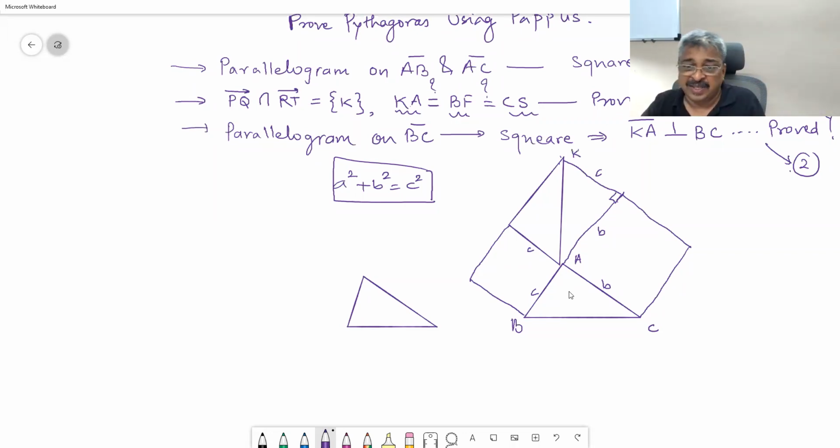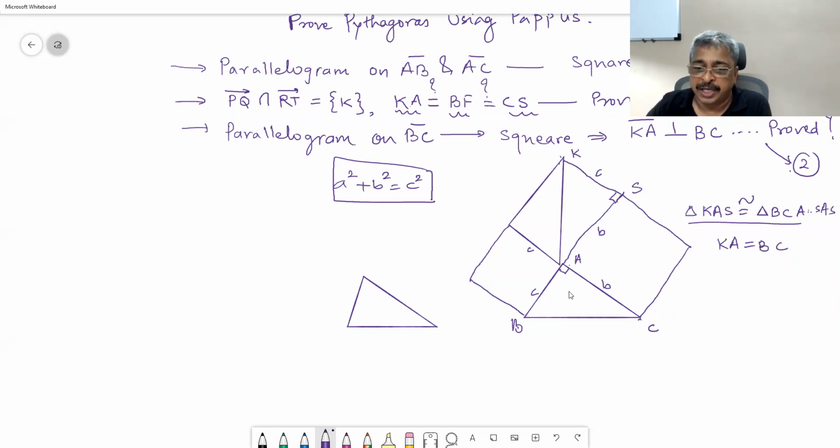Triangle KAS is congruent to triangle BCA. Triangle KAS is congruent to triangle BCA by SAS. Okay, and therefore KA is equal to BC.